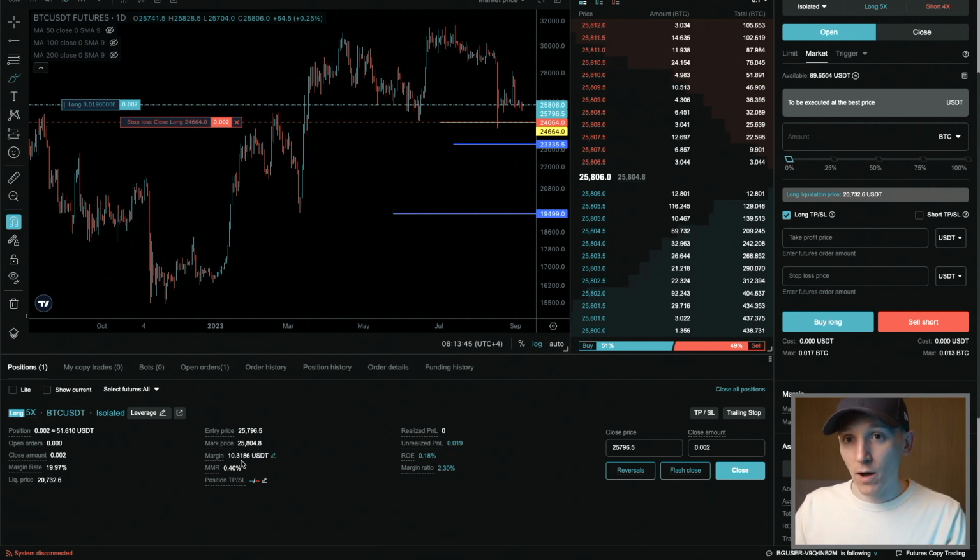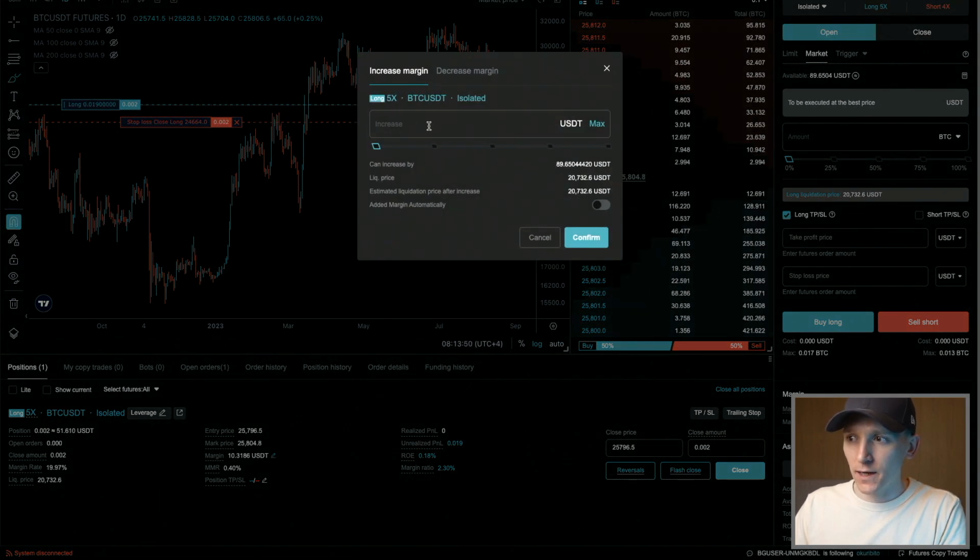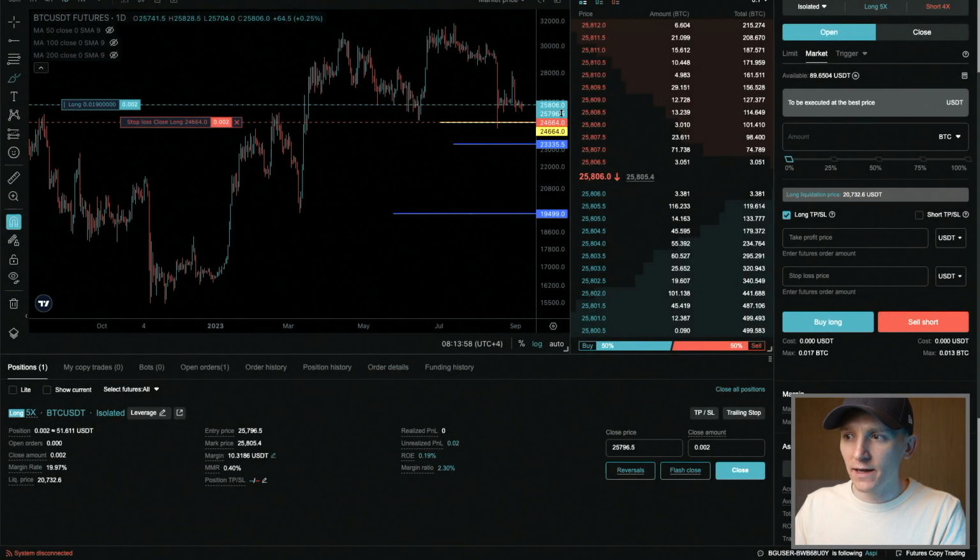If you want to add more margin into the position to reduce your leverage, just click this. You can add more margin in here. I can put in an amount of dollars that I want to add to the position. I add dollars, I add collateral, and I reduce the leverage. If you're getting near to your liquidation price and you don't want to be liquidated, you have to add margin into your account, which is this edit button right here.